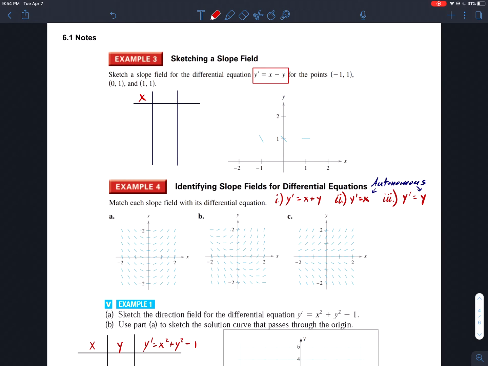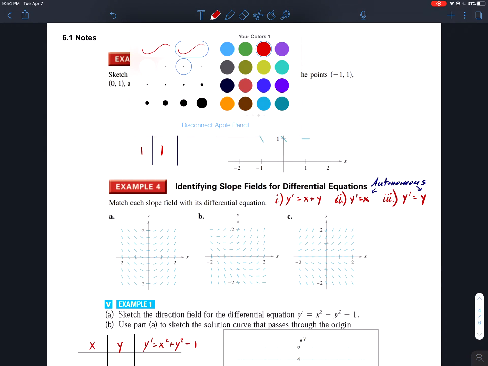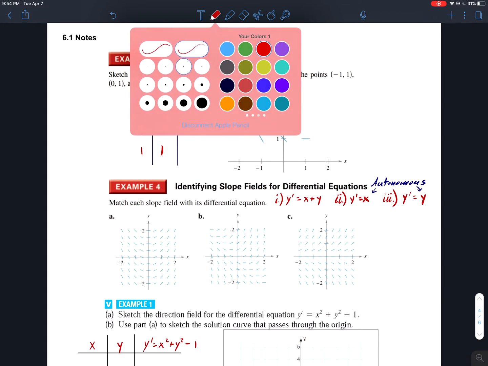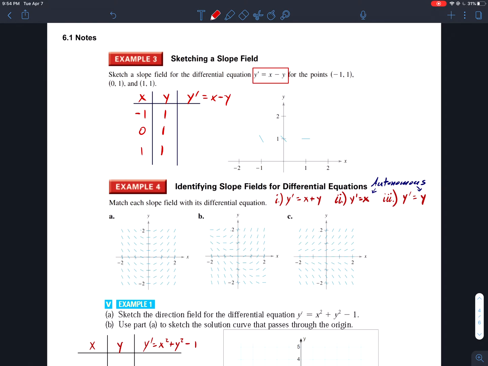And you'd say, okay, well, x, y, and y prime, we've got negative 1, 1, 0, 1, and 1, 1. Only one of those three values. And if you calculate those three, since y prime equals x minus y, then negative 1 minus 1 is negative 2, 0 minus 1 is negative 1, and 1 minus 1 is 0.